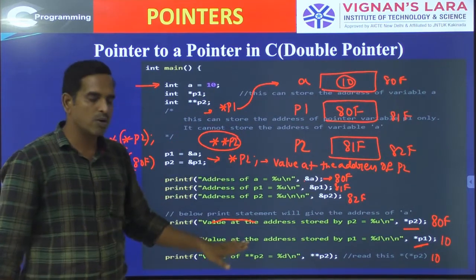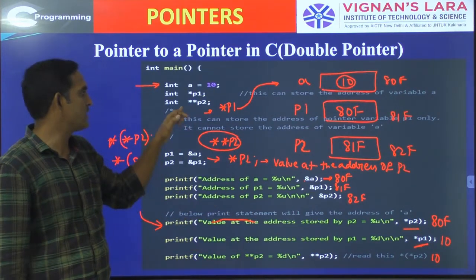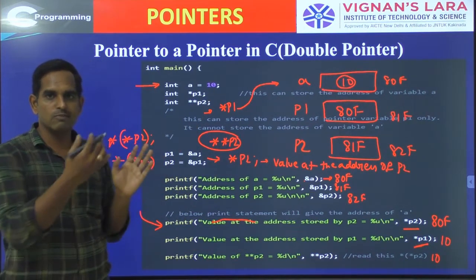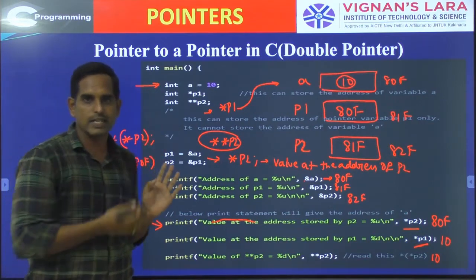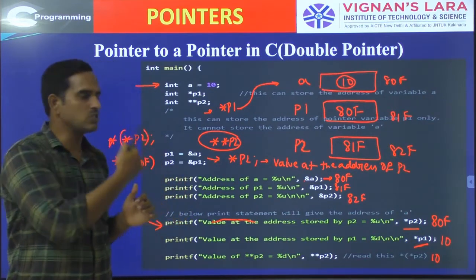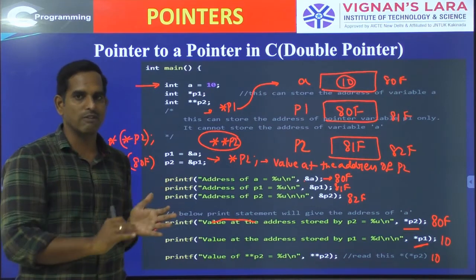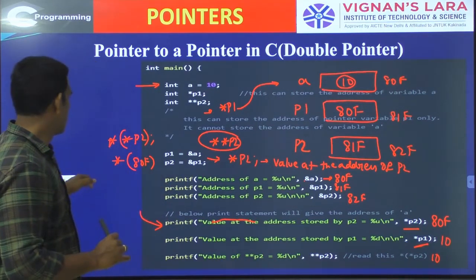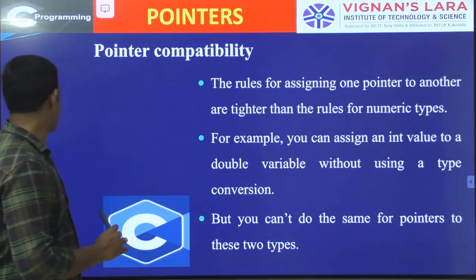So this is about your double pointers, where you can declare a pointer to another pointer. In the same sense, you can have triple pointers or 4-level pointers. So this is about your double pointers.